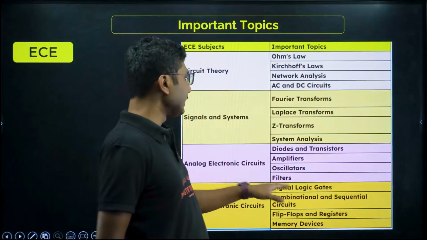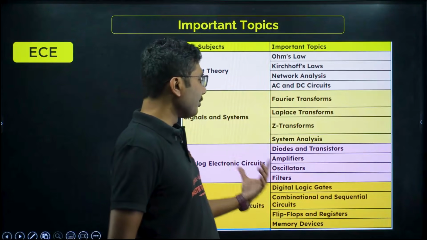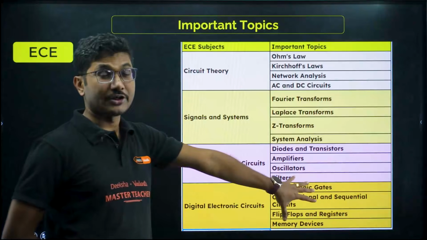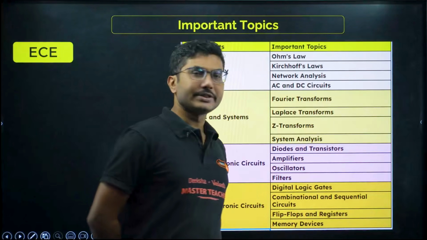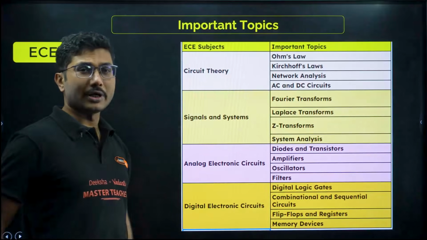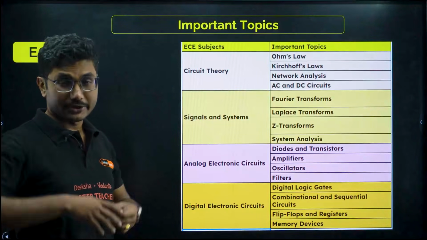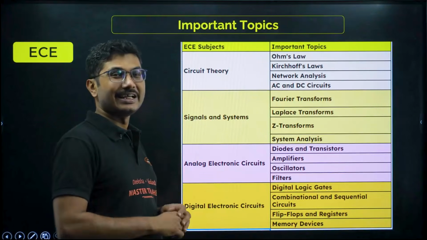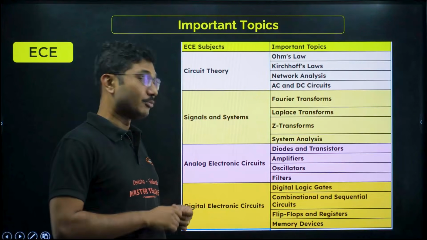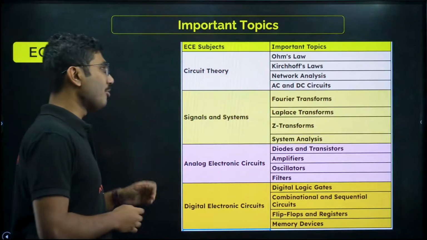Digital electronic circuits, digital logic gates. So those who have studied computer science, they know this is easy. Combinational and sequential circuits, but combinational and sequential circuits can be tricky. Flip-flops and registers, memory devices, that can be tricky, because you are not only restricting yourself to the basics that you have studied in computer science, it will go much deeper, and you have to not only study theoretically, you have to make the devices in practical assembly as well. So that is what is important.